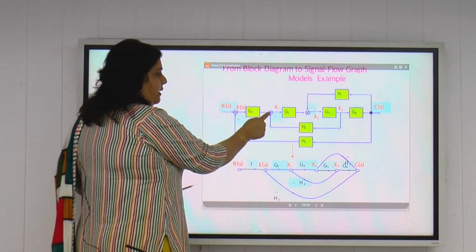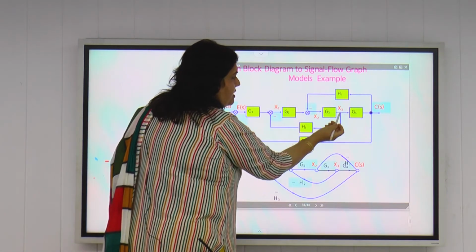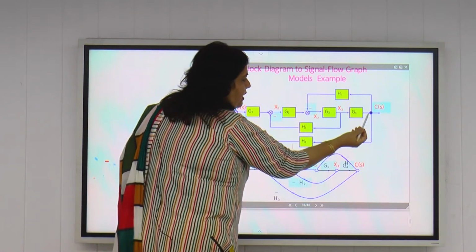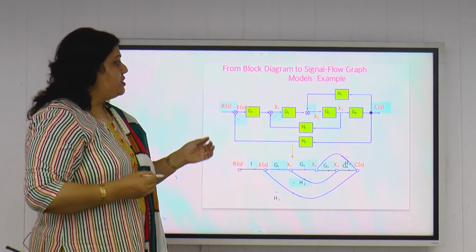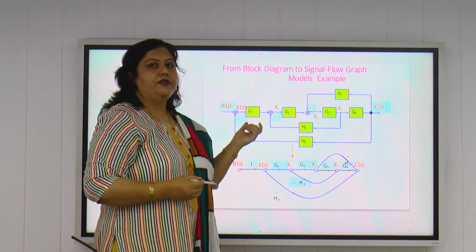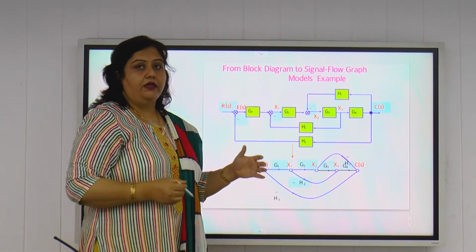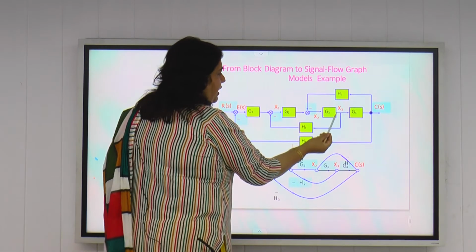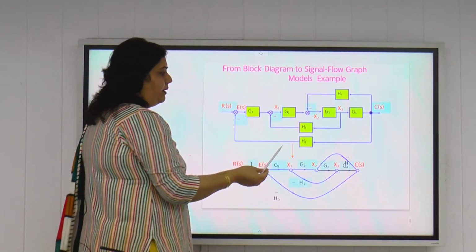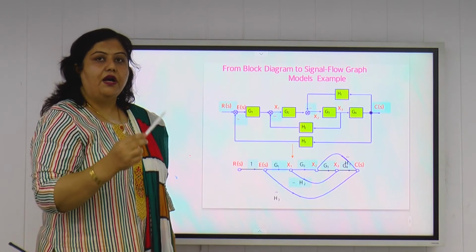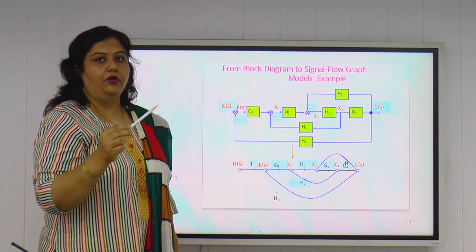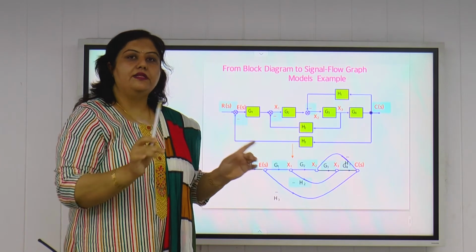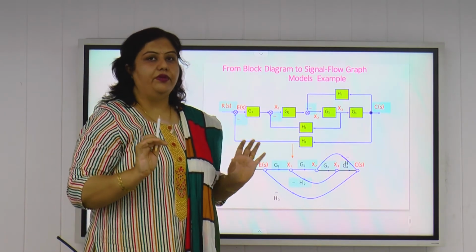That is, each and every comparator and each and every takeoff point. This is known as a takeoff point. Takeoff point means from where we take off some signal. This is also a takeoff point. So each comparator and each takeoff point is represented by a node in the signal flow graph. But the main thing we have to remember here is that if the takeoff point just comes after the summing point, they will be considered as a single node. But if the takeoff point comes just before a summing point, they will be considered as separate nodes. So this is the only thing we have to remember.